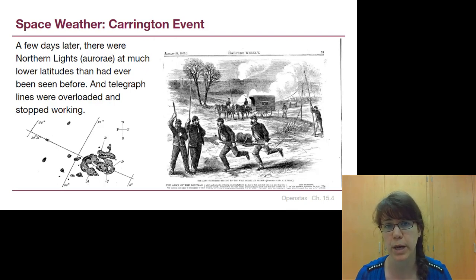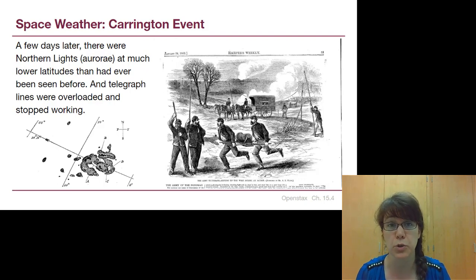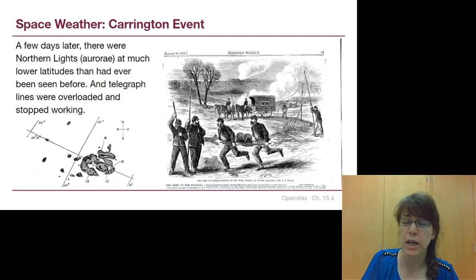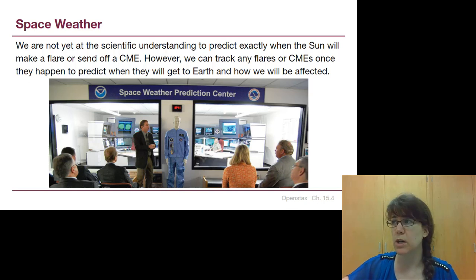of our power grid. Oil pipelines are long metal tubes, and space weather can actually erode oil pipelines as electric current runs through that metal when it's not supposed to. And so an event of this size is not common, but it is always a possibility, and we're not actually yet at the scientific understanding to be able to see the sun and predict exactly when it will make a flare or send off a CME.